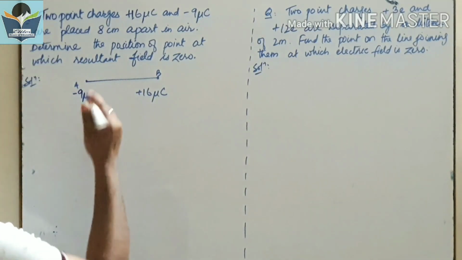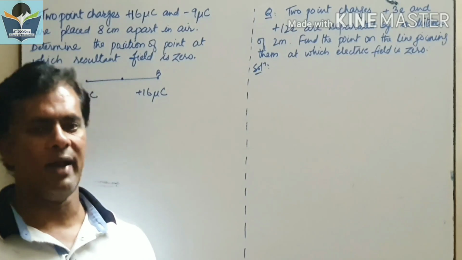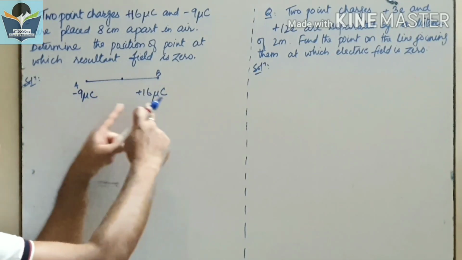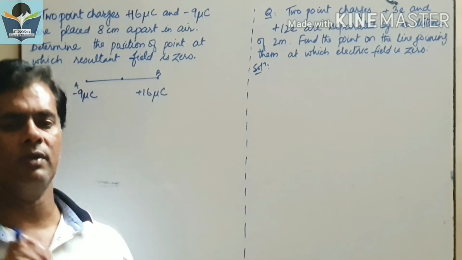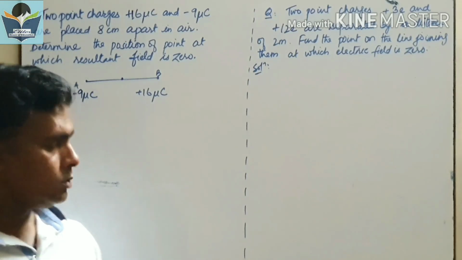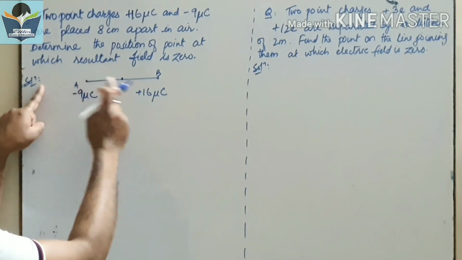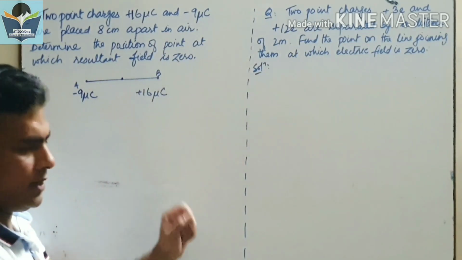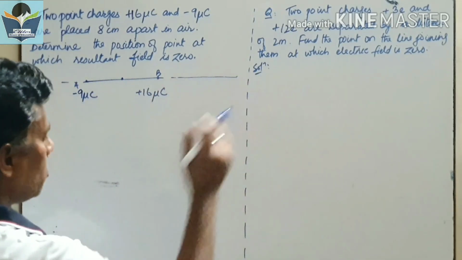But in between A and B, it will never be there. Why? Because in between A and B, at any point, the field will be in the same direction. See, if it is repelling, it is attracting. If it is attracting, it is repelling. So in between, the field will always be in the same direction, so it can never be 0. For being 0, it has to be directed oppositely. So the field will be opposite either on this side, minus 9 attracting, plus 16 repelling, or on this side, plus 16 repelling, minus 9 attracting. So we produce this line on both sides.